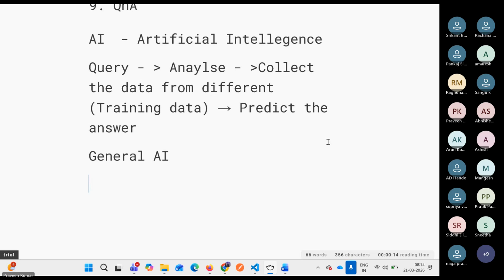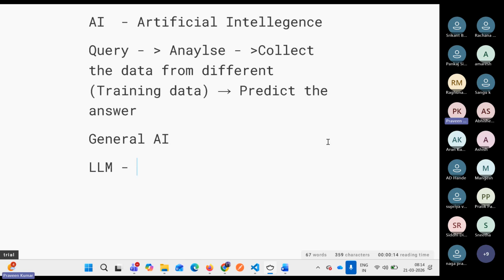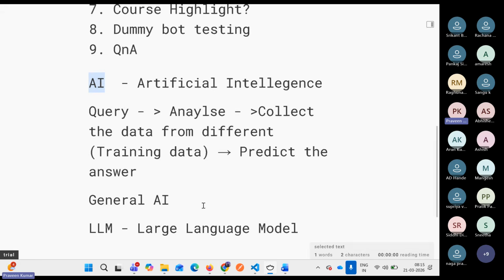Fine. Now what is LLM? LLM stands for large language model. What is the use of this, and how is it different? The large language model is the main brain for AI. AI without LLM is nothing. AI is just a system.